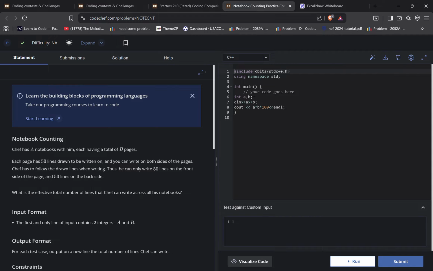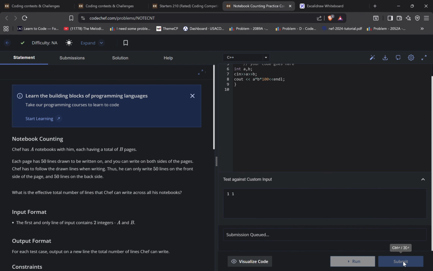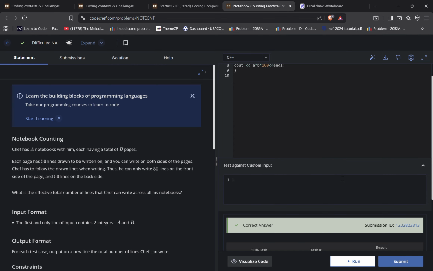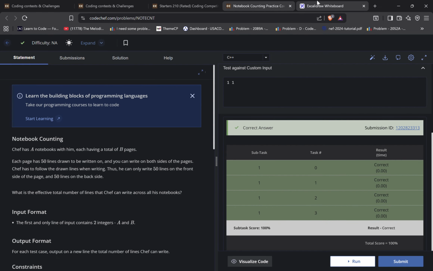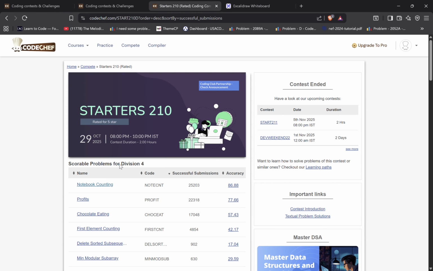This is the code, and as you can see, on submitting it, it hit submission queued. Correct answer. We got an AC. So this is the first question. Very easy. Next is profits.